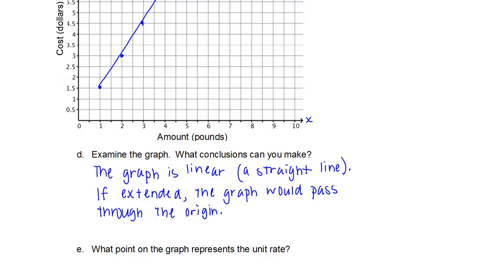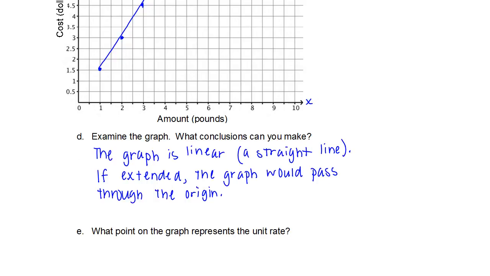For part E, what point on the graph represents the unit rate? Well, remember that a unit rate is a ratio whose second quantity is 1. We know here that we're comparing pounds of cherries and cost, and we know from the table that 1 pound of cherries is $1.50. So our unit rate is $1.50 per pound. On the graph, $1.50 per pound is represented by the point located at (1, 1.5). So that ordered pair on our graph represents the unit rate.